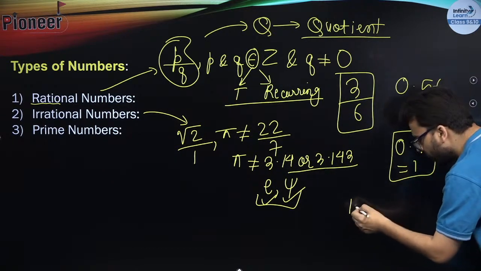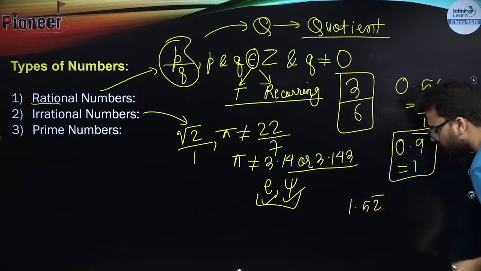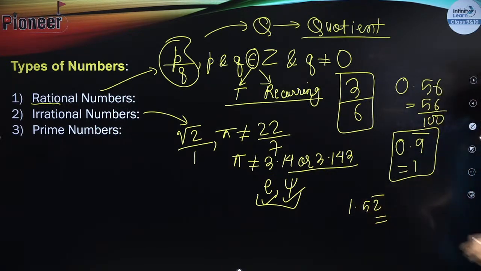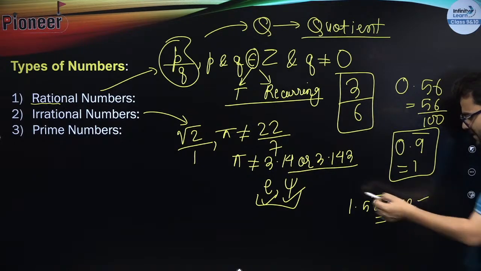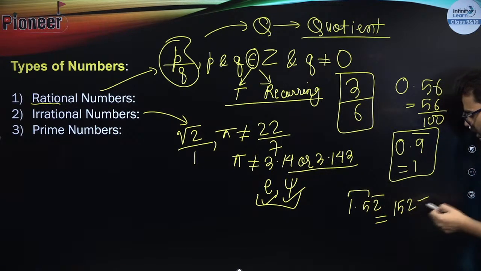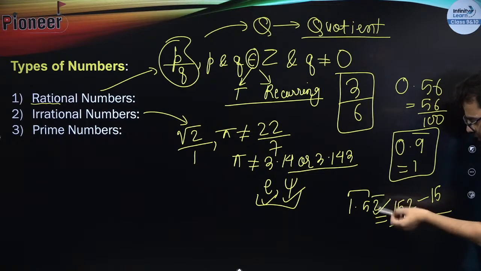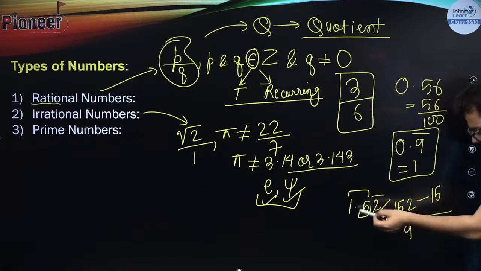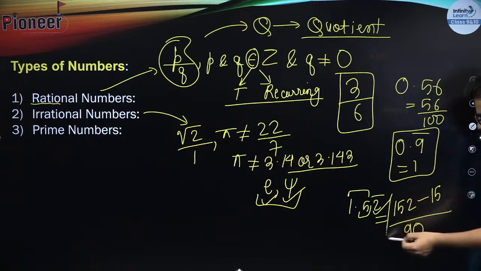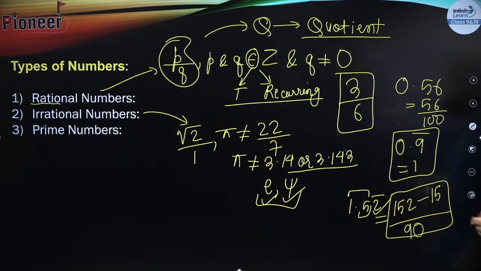So for example, you have got 1.52 and a bar over it. So you must have studied a shortcut over here, right? You must have studied that it will be something like this, 152 minus the number on which bar is not there, divided by, on 1 digit bar is there, so 1 time 9 will come, and on 1 digit bar is not there after the decimal, so 90. So this is the p by q form. So whether it is terminating or non-terminating repeating number, then it's a rational number.